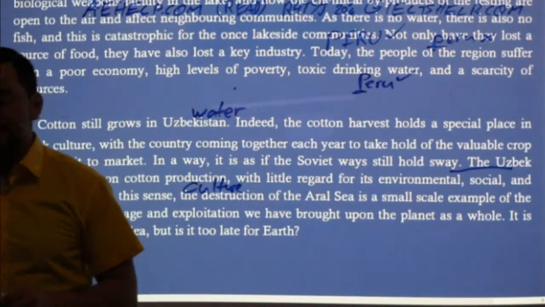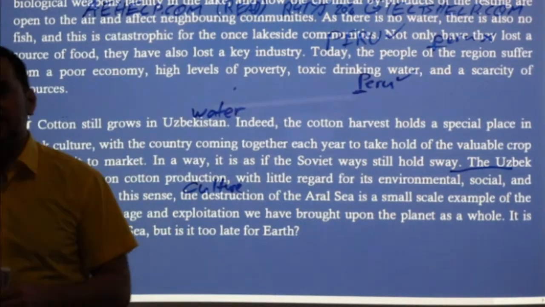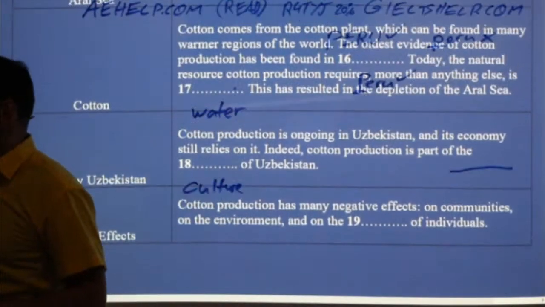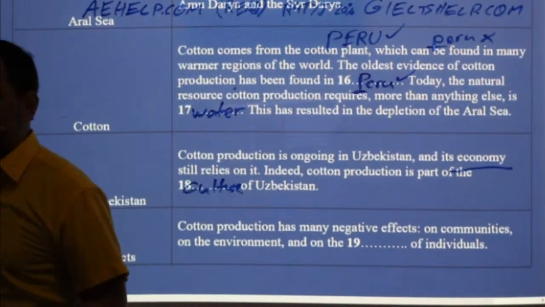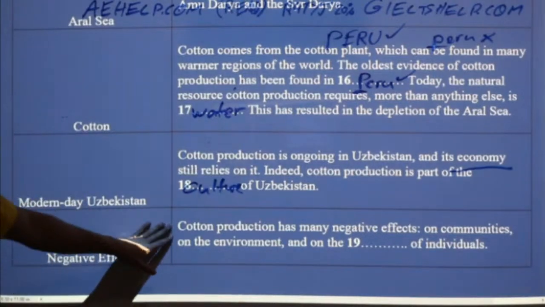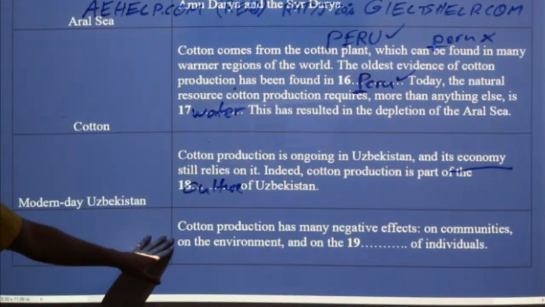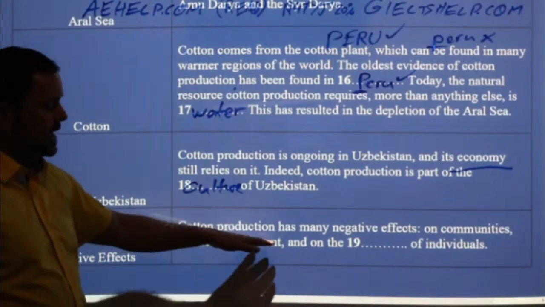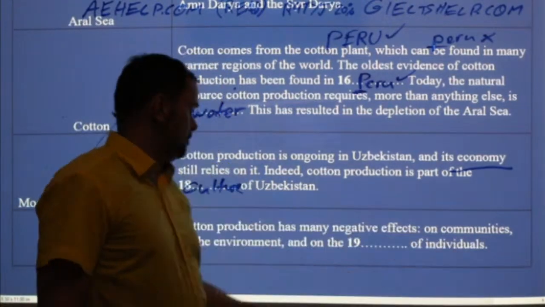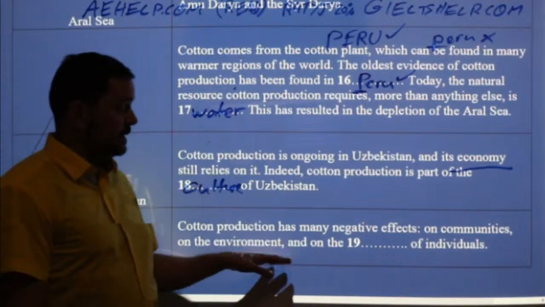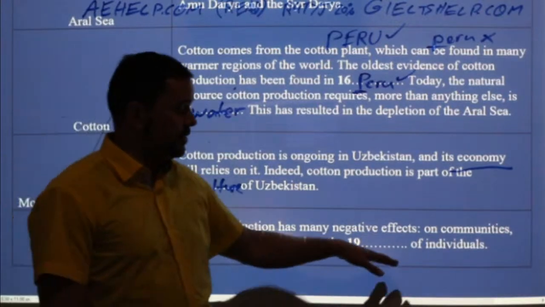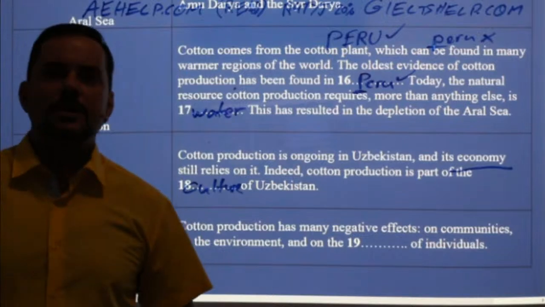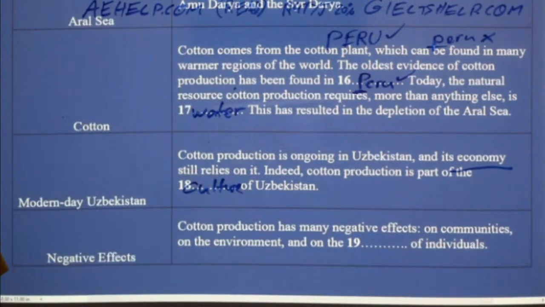G, it is. And we see that it's culture. Okay. All right. So culture it is. And the negative effects, it's the last one. Now we know that comes from F. So cotton production has many negative effects on communities, on the environment, and on the something of individuals. So what do you think would be the best word there?